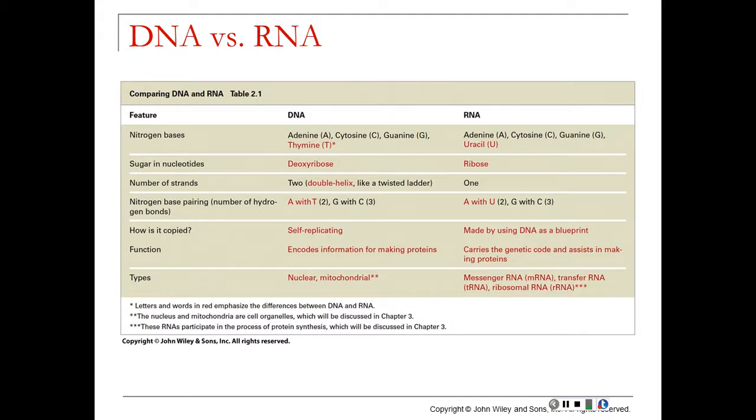Our RNA comes in 3 different varieties. There's messenger RNA, always written lowercase m, capital RNA, transfer RNA, or tRNA, and ribosomal RNA, which is rRNA. We'll talk more about those in Chapter 3.